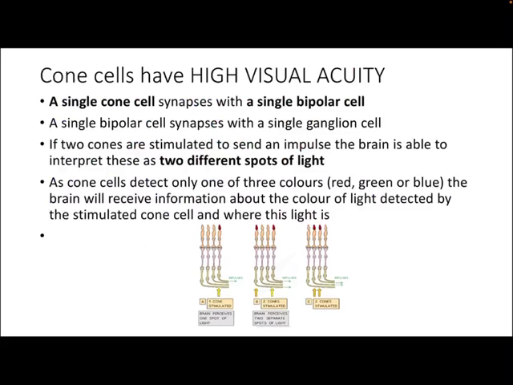2 cone cells stimulated, one on the very left and one on the very right. Again, 2 spots are seen separately. And the same for diagram C as well. 2 spots will be seen separately.